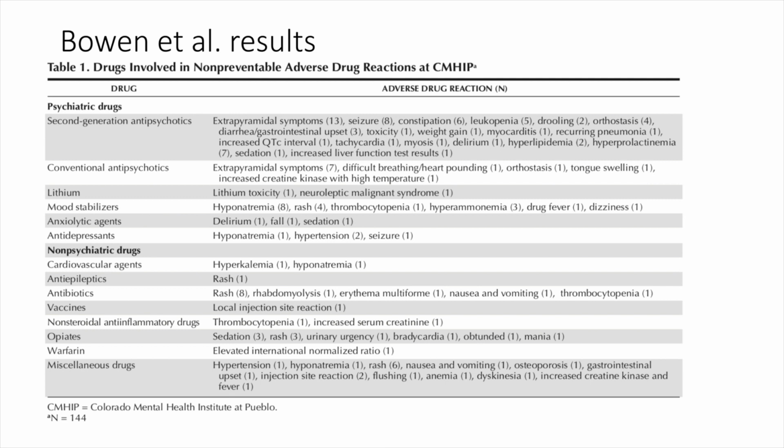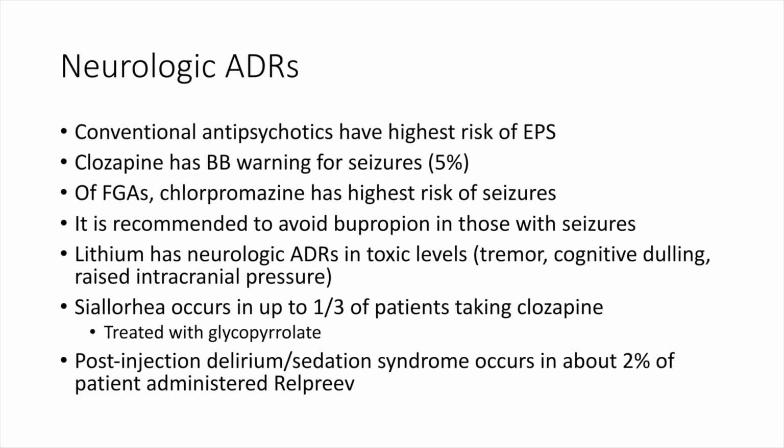The next study is by Bowen et al. And this study was nice because they broke down the drugs that caused the adverse drug reactions, and they said what the adverse drug reaction was based on the drug class. And we'll talk about why we see these drug interactions with these drugs when we break it down by each body system. So the first body system is neurologic ADRs, which includes extrapyramidal symptoms.